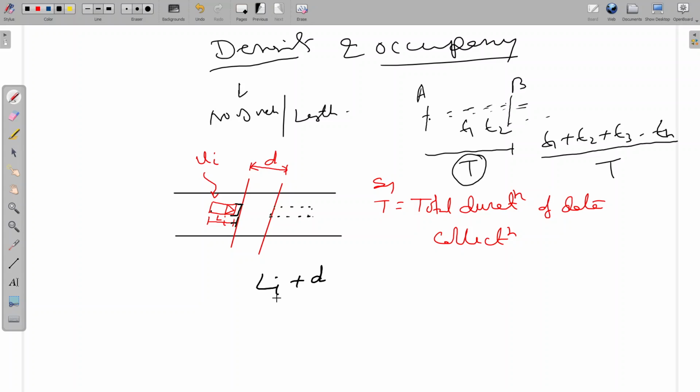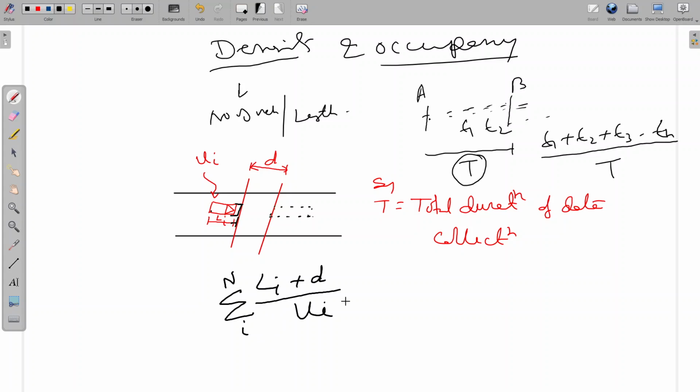Now if this vehicle was running with a speed of Ui, say any speed, the speed is U. So what is the time it spends here? Distance by speed is nothing but time. Like that, in this particular location there may be n number of vehicles. So what is the total time spent by the n vehicles? We can take the summation of this over n.